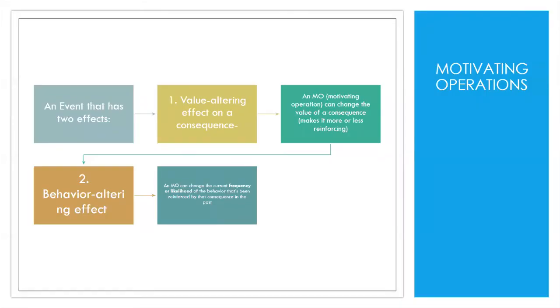Next up, I want to quickly talk about motivating operations. A motivating operation is an event that has two effects. Number one, it has a value altering effect on a consequence. That can change the value of a consequence, making it more or less reinforcing. And number two, it could have a behavior altering effect that could change the current frequency or likelihood of the behavior that's been reinforced by the consequence in the past.